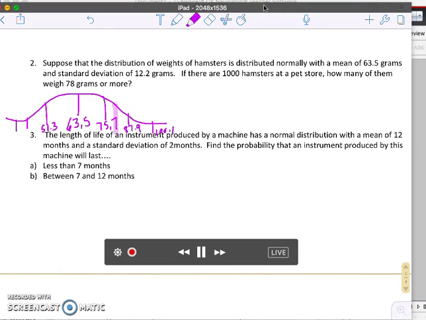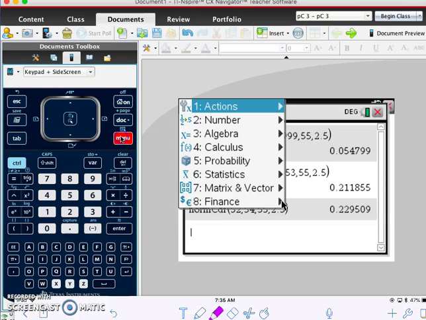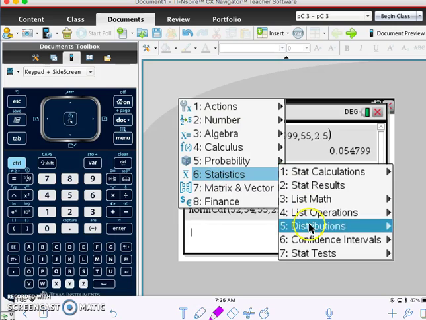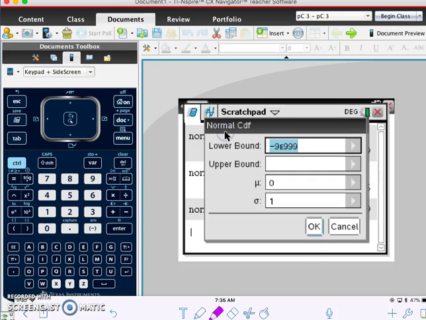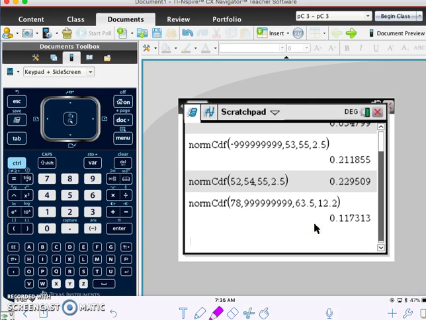So we're looking for right about here and above. So it's not on a nice standard deviation. So once again, we can use our calculator. So Menu, 6, Distributions, Normal. So our lower bound, we wanted more than 78. So 78 to 9999999. Our average is 63.5. And our standard deviation is 12.2. So we have 11.7.